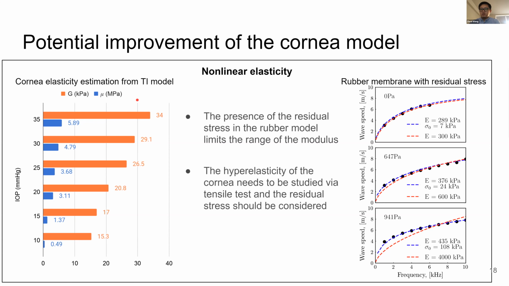And if we have the proper hyperelastic model to confine these parameters, then maybe the presence of the residual stress will be crucial to the model to help us improve the accuracy of the model fitting. So for the next step, we want to study the hyperelasticity of the cornea via tensile tests, and we will decide whether the residual stress should be considered.